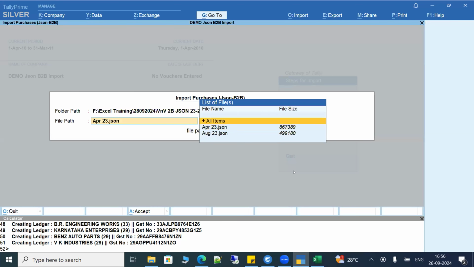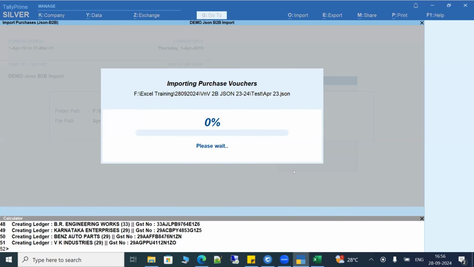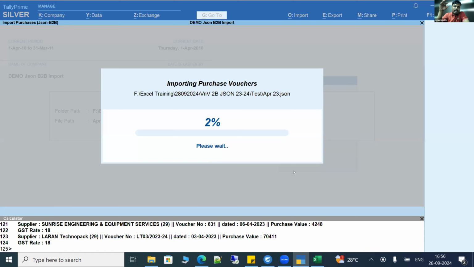See, here also you can import multiple or you can select only one. Here also I'm just selecting one only. So if you have 12 months data, put it into a folder, select all items, it will do item by item automatically. Or you select month over month, it will select each month.